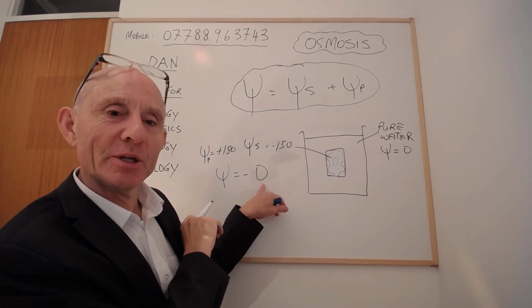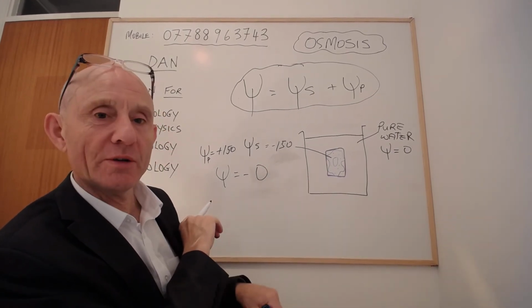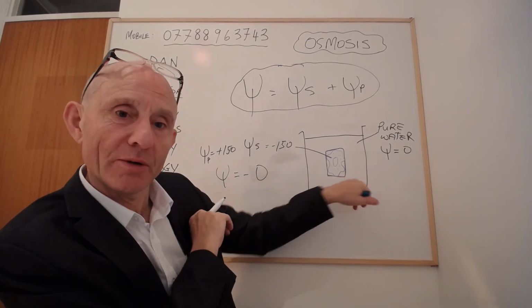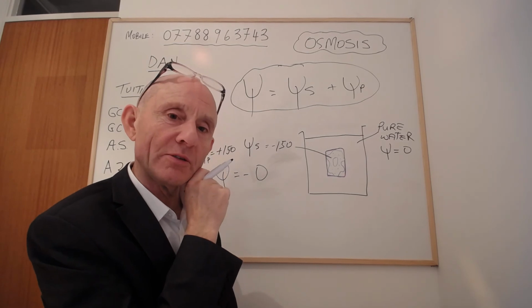The cell's now said to be turgid. No more water moves into it. Does that make sense? So the cell's now got a water potential zero. The water outside is a water potential zero. No more water moves into the cell. The cell is said to be turgid.